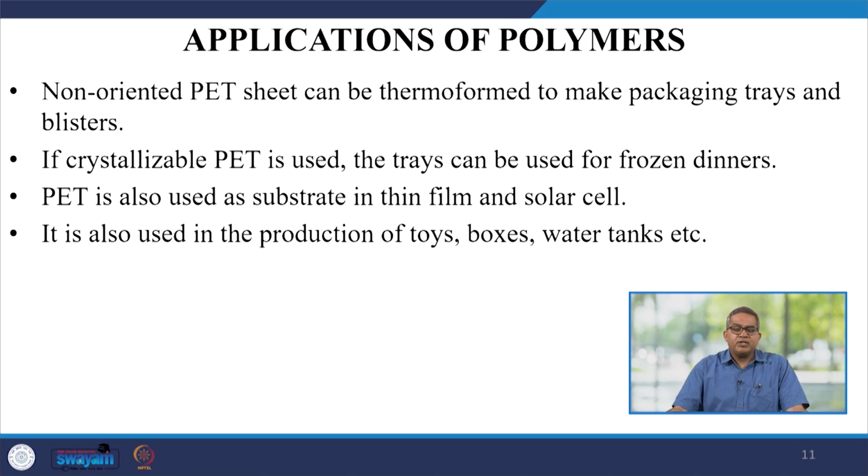Non-oriented PET sheets can be thermoformed to make packaging trays and blisters. Now, if they are crystallizable, then the trays can be used for frozen dinners.